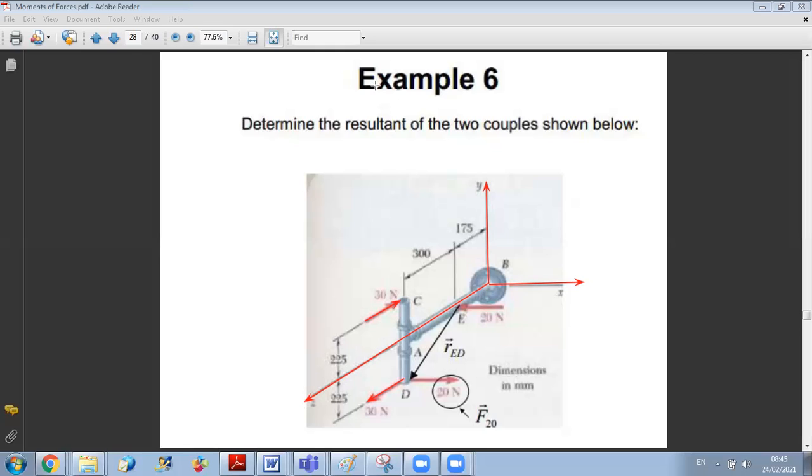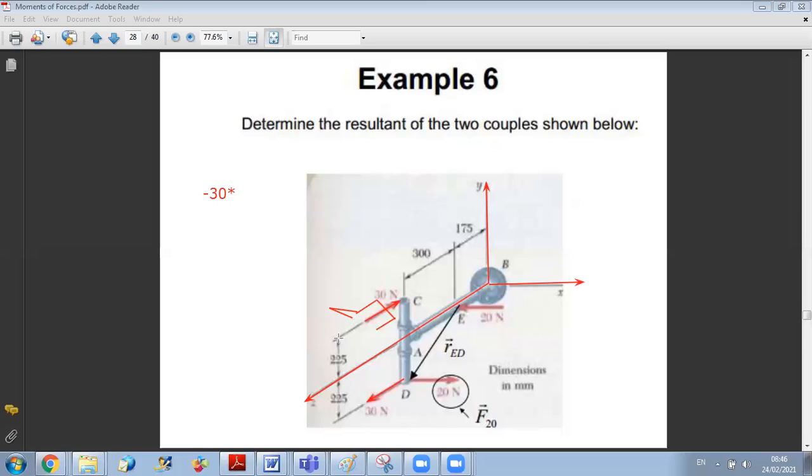Take your right hand, put your four fingers like this. Negative. Yes, negative. The face of my hand is looking downward, at the force down, so my thumb will point in this direction, which is the negative X direction. So try to do it with your right hand. When you curl your hand from one force towards the other, your thumb will point in the negative X. So the first couple is minus 30 times what? What is the distance between the two forces?